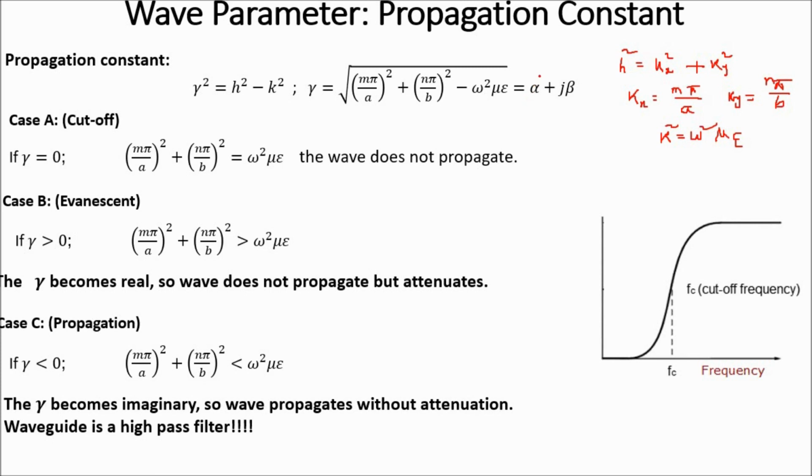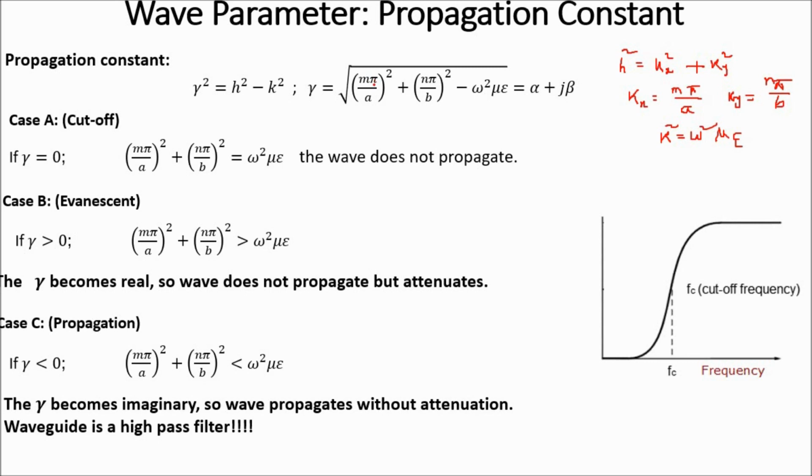Now the propagation constant has an attenuation constant and a phase constant. The attenuation constant is the real part of the propagation constant and the phase constant is the imaginary part. But if you inspect the expression of gamma here, you will see m and n are positive integers, called the mode of the waveguide, the mode of operation for the waveguide.